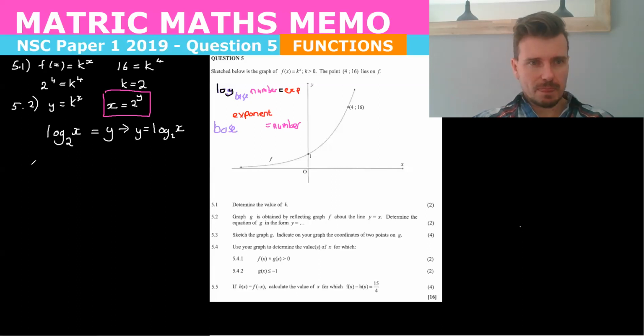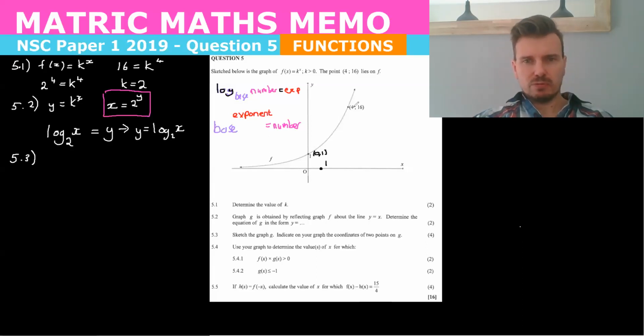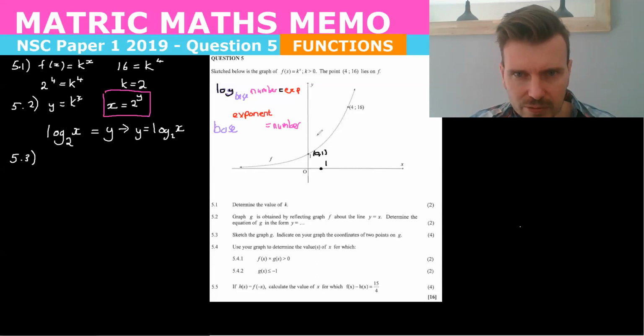Okay, 5.3 says sketch the graph of G and indicate on your graph the coordinates of 2 points on G. So we swapped x and y. Let's look at what happened. This point here was 0 and 1. So we swapped x and y, and we're actually looking for the point where x is 1 and y is 0. And that's here. And because we swapped x and y, you also have a point 4 and 16, and you'll end up having the point 16 and 4. So we find the point where x is 16 and y is 4.